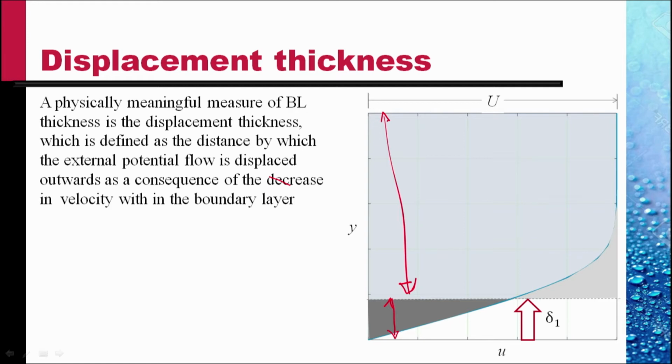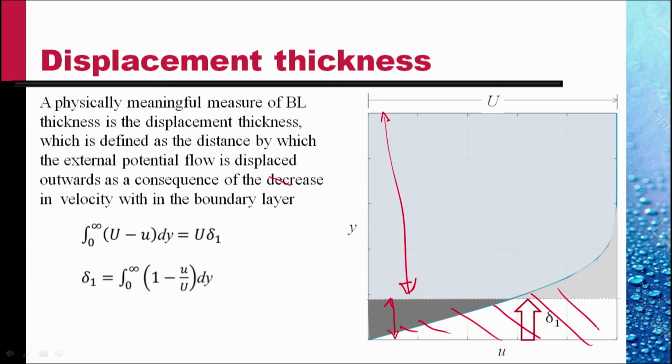So if we shift the boundary by distance delta 1 and we let the flow proceed with the velocity capital U everywhere, then the flow rate would be the same as the actual flow rate on the actual plate with the development of the boundary layer. The flow deficit that develops because of the presence of the boundary layer is this area, which is the integral of capital U minus u dy.